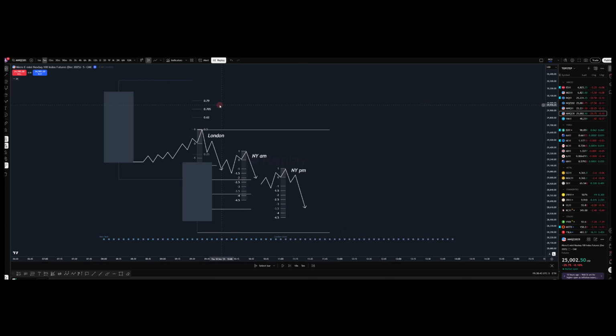except instead of sessions here, we're using days. So this could be a Monday, or it could be a Tuesday. So let's say this is Monday here, and then we get a Tuesday manipulation. We sweep Monday's high, and then we go into Wednesday and Thursday expansion here.